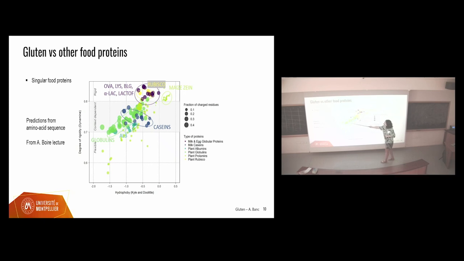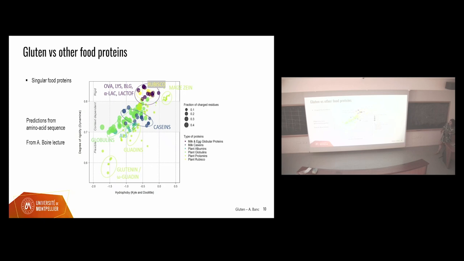Here you have most of the plant proteins, plant globulin, and you find the wheat proteins. Here you have gliadin, a little bit more flexible than globulin, and glutenin, which is specifically highly flexible and hydrophilic.